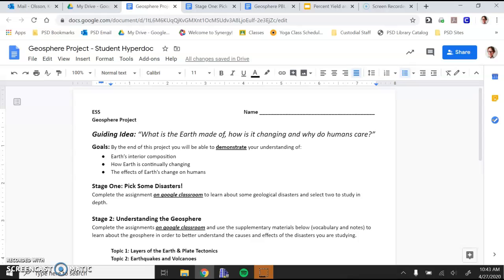Today I'd like to introduce our final unit, the Geosphere, which we're going to be doing through a project that will take us through our last couple of weeks of the school year.